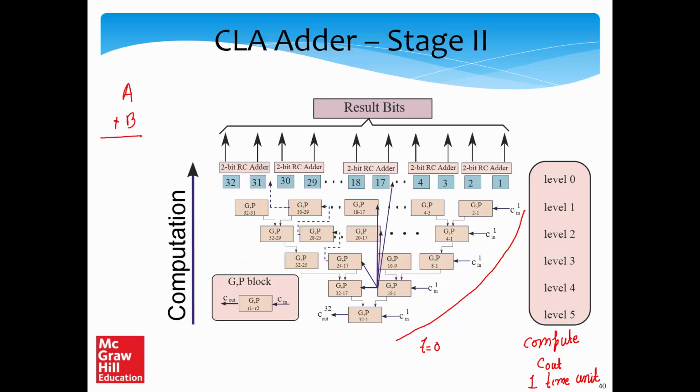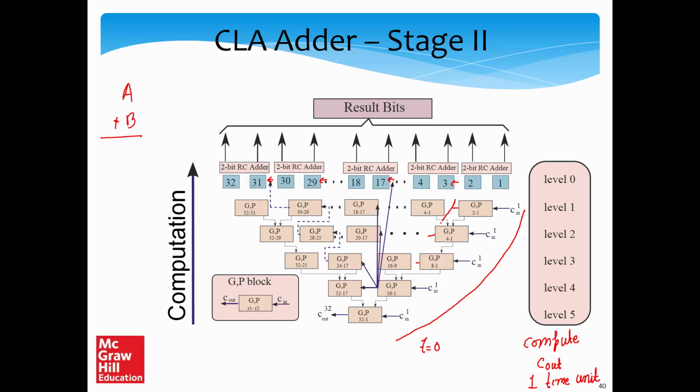And so similarly, we need to find out how many time units it takes to do the entire addition. So our main aim is that for each of these 2-bit adders that we have shown here, we need to find all the carries. If we can do that very quickly, we are all done. So let's again consider the beginning of stage 2 when t is 0. We connect all the carry in values. And then after one time unit, all of these GP blocks are ready with their carry out. So we know the carry out after the second bit pair, after the fourth bit pair, 8, 16th and 32.